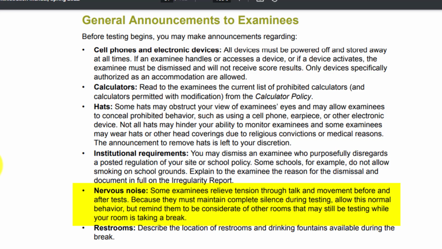Nervous noise. Some examinees relieve tension through talk and movement before and after tests. Because they must maintain complete silence during testing, allow this normal behavior, but remind them to be considerate of other rooms that may still be testing while your room is taking a break. Restroom. Describe the location of restrooms and drinking fountains available during the break.